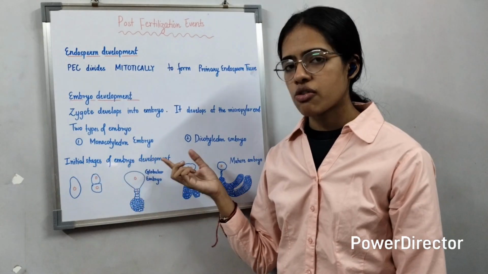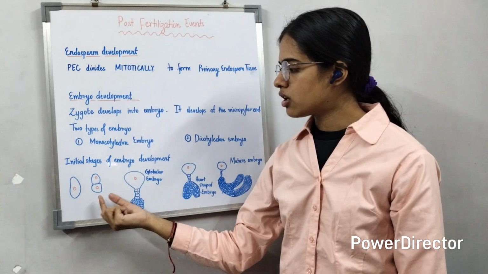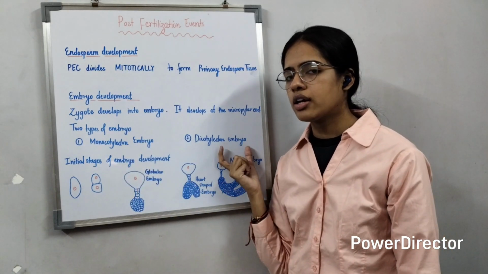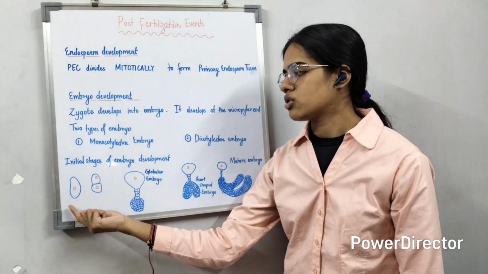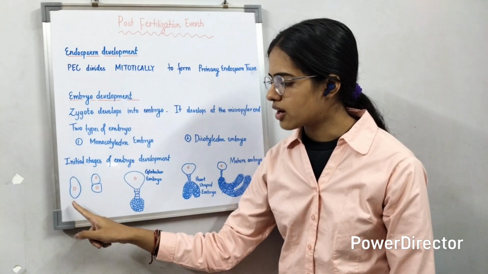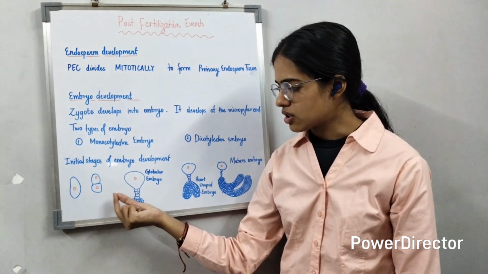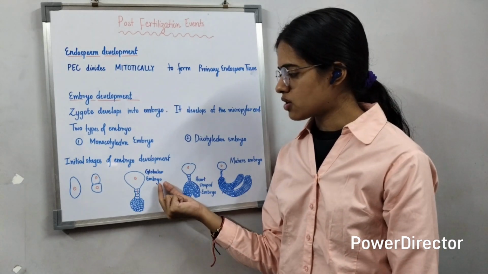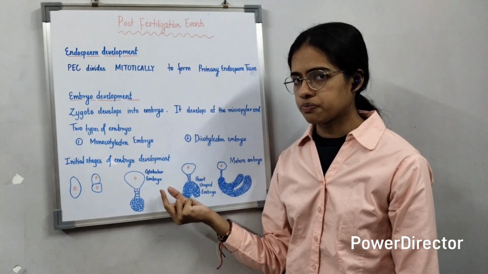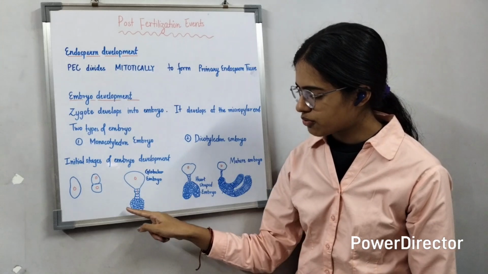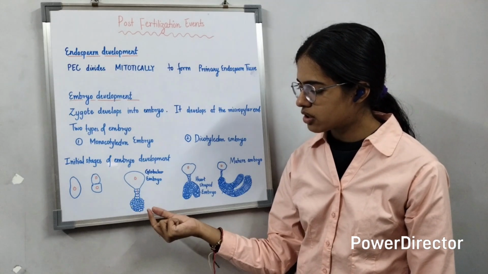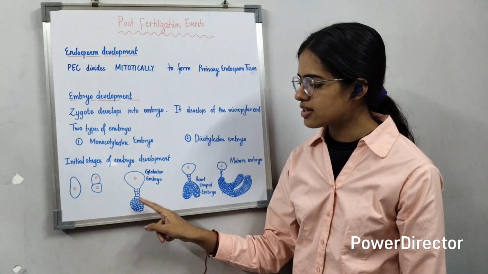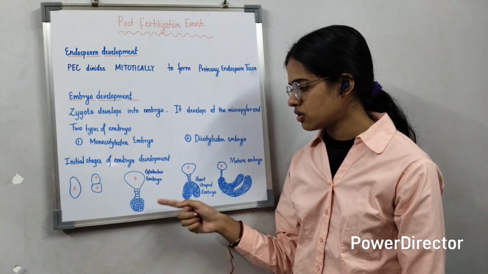But in the initial stages of embryo development, the stages are very similar in both monocotyledon and dicotyledon embryo development. This is the zygote. It undergoes mitotic division. Then it forms a structure like this, which is called a globular embryo. It undergoes mitotic division to form a cluster of cells like this, which is a globular structure.